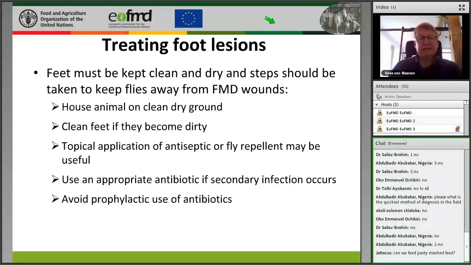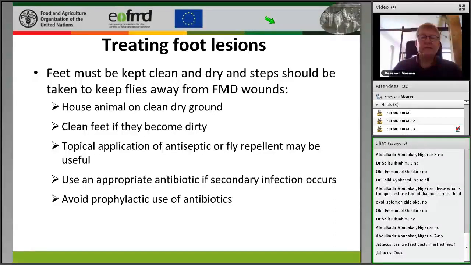Treating foot lesions is also very important, because secondary infections will most of the time not happen in the mouth, they will happen in the feet. Feet must be kept clean and dry, and steps should be taken to keep flies away from the FMD wounds. So house the animal on clean, dry ground. Clean the feet if they become dirty with feces and so on.